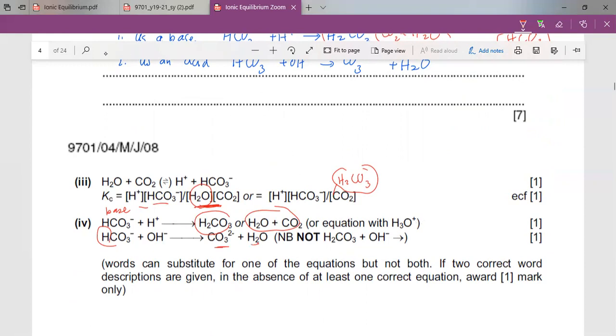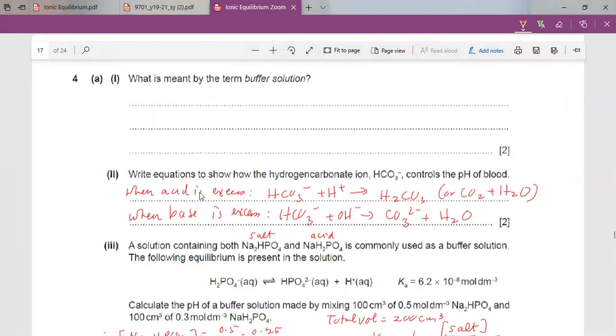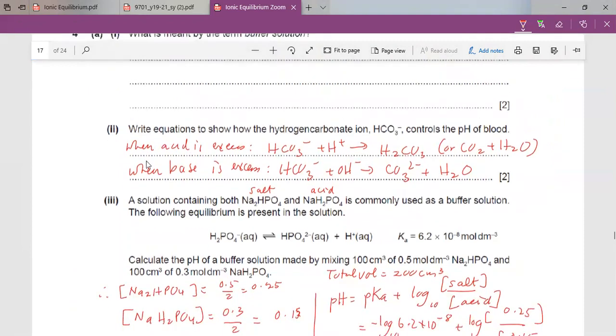Now another one. This one here, 17. I'm going to go through all of these so it's easier for you. Now write the equation to show how hydrogen carbonate, again, this is the main deal, hydrogen carbonate in your blood, controls the pH of blood. Again, if your blood becomes acidic, okay, this hydrogen carbonate with this one.